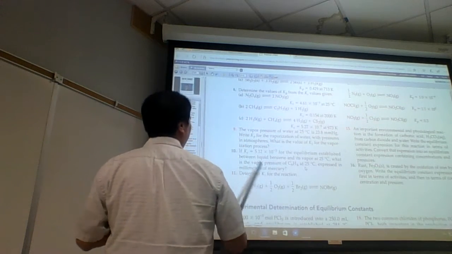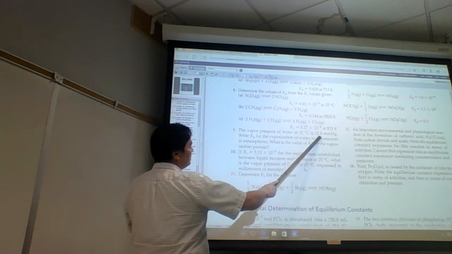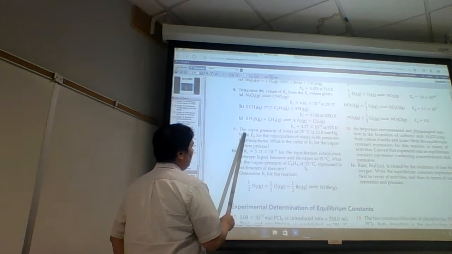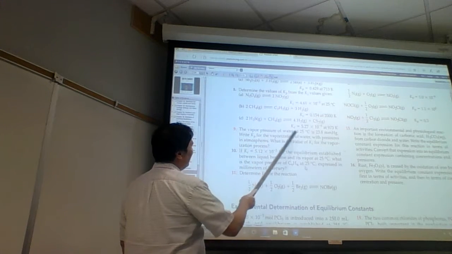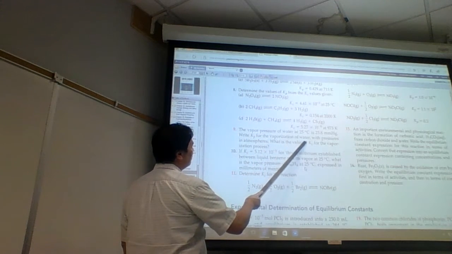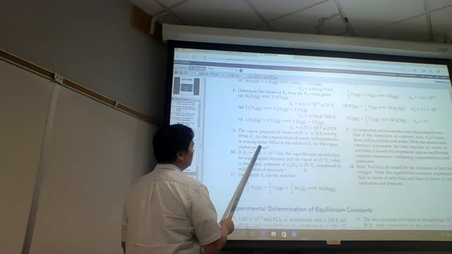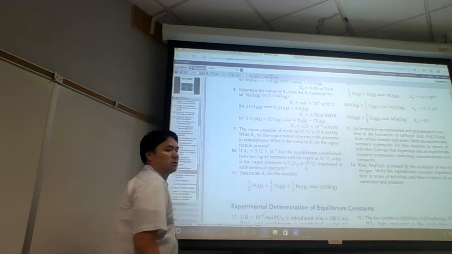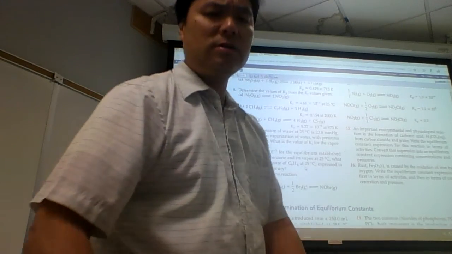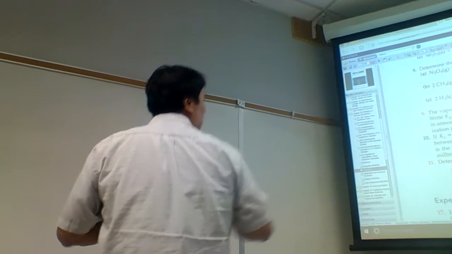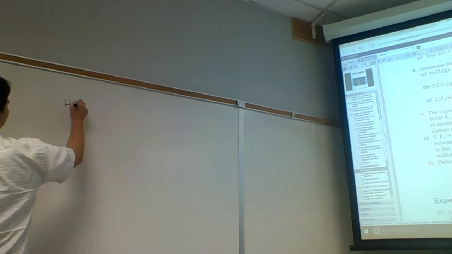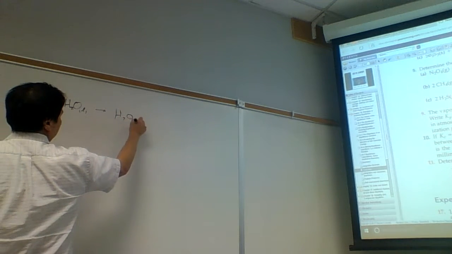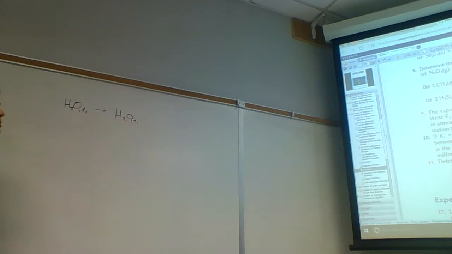All right, so number 9: the vapor pressure of water at 25 degrees C is 23.8 millimeters of mercury. Let's write Kp for the vaporization of water with pressures in atmospheres. What is the value of Kc for the vaporization process? Let's just do this one since it's quick. This is from vapor pressure, chapter 12, I think. We went to H2O gas.